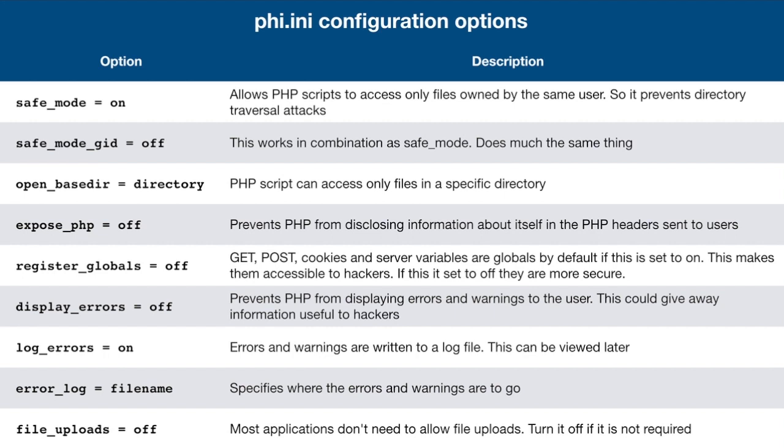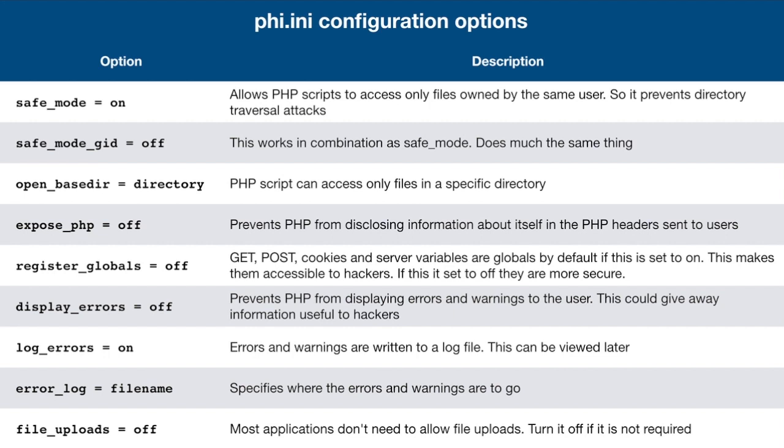Safe mode GID works in combination with safe mode. That's a thing you can do. I'm not sure, I forget now actually what it does, but those two things work together. Okay. Open base dir, you can set that to a directory, and then a PHP script can access only files in a specific directory. So you'd specify the directory that it's allowed to use, and then it won't be allowed to go anywhere else.